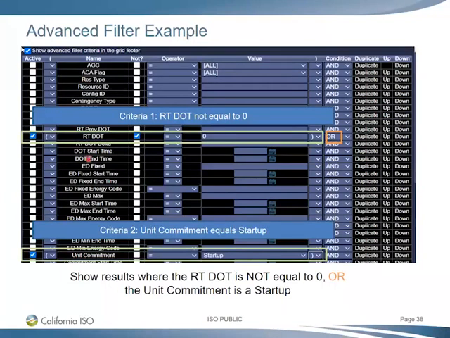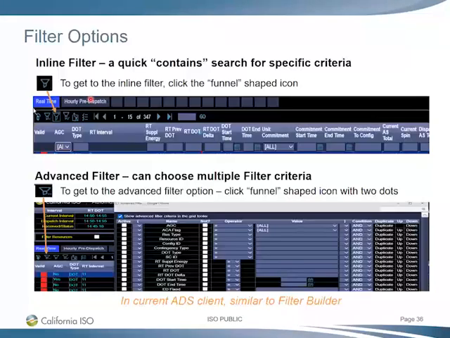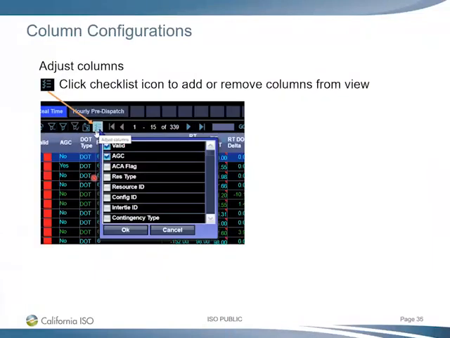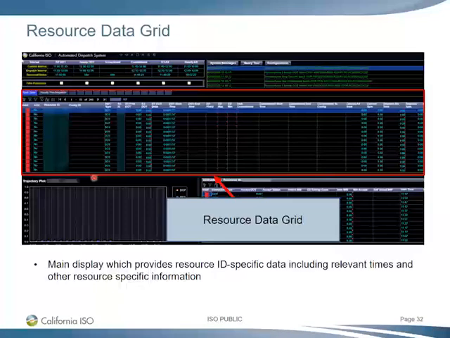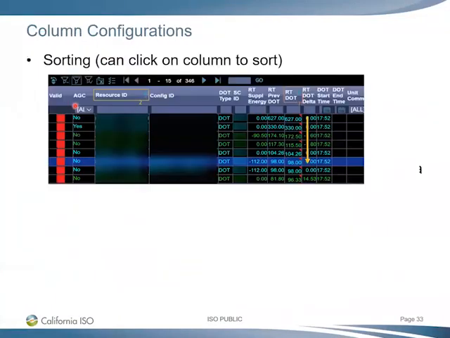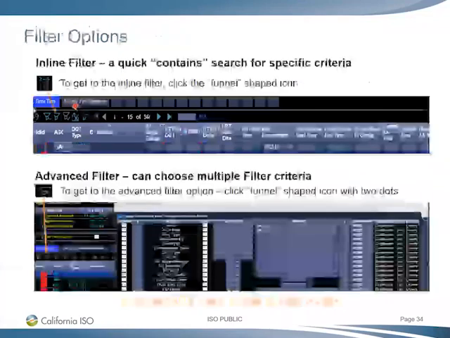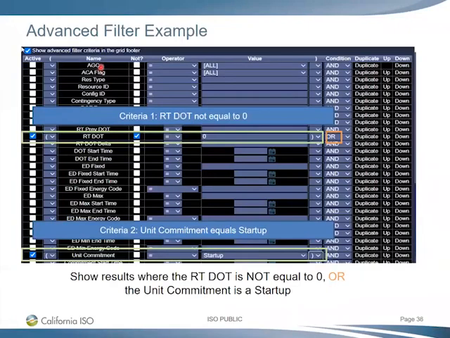Now, the name column is actually made up of each column which is within that grid. So if I go back to this display, actually let me go back to the resource just to show you. Here we have all these columns. That's what's going to be in the name column as an option to advanced filter. So when I go back to the advanced filter options, you'll see I have AGC, resource ID, there's SCID in here, the RTDOT.